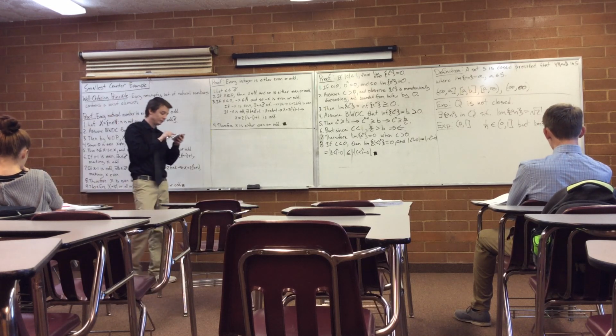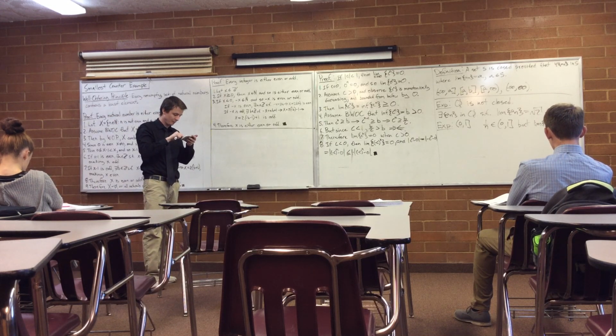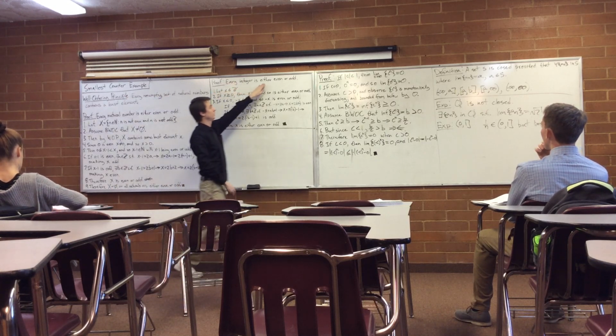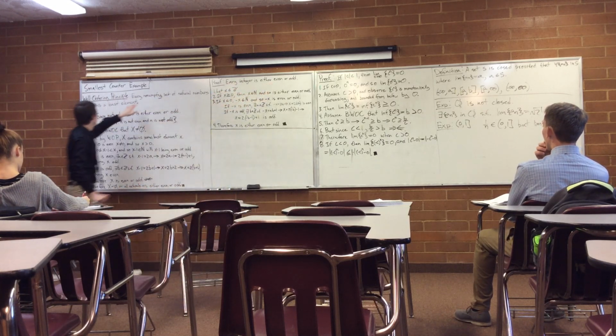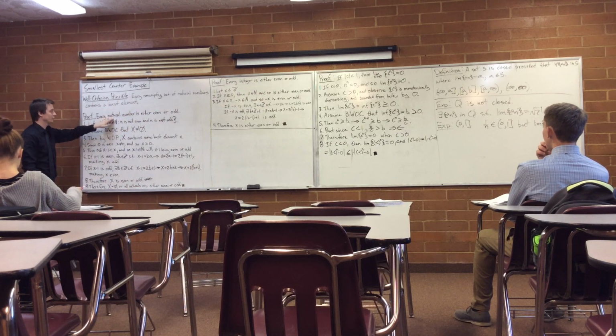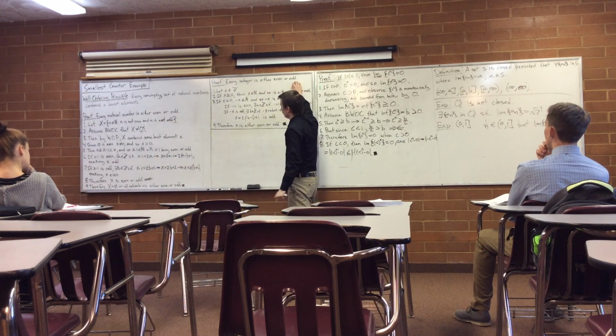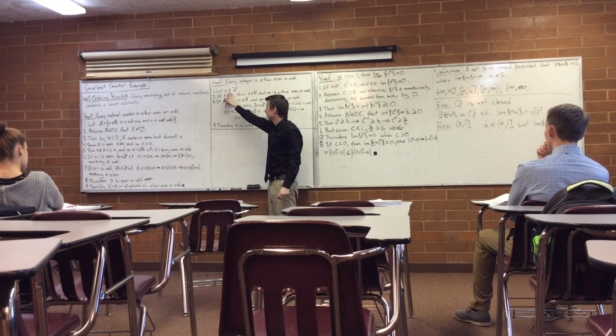And every integer is either even or odd. That's pretty easy. So now we're going to prove every integer is either even or odd. Remember, over here we just proved it for natural numbers. Now let's prove it for integers. Every integer is either even or odd. Let x be some integer.